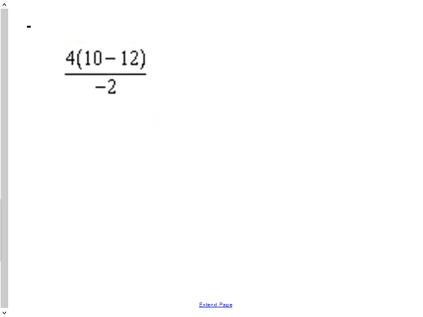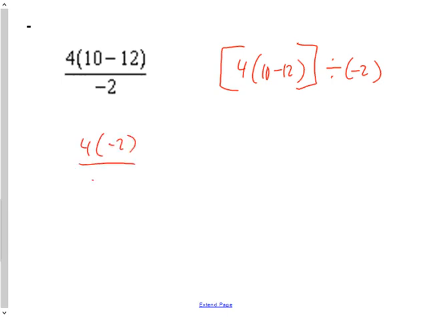Your next question. This says 4 multiplied by 10, take away 12. Do that first, and then divide that answer by negative 2. Another way I could have written this was this. 4 times 10, take away 12, in brackets, and then take that answer and divide it by negative 2. These two questions are the same. I like to do it the way I wrote it on the test, but the red question is the exact same thing. So I'm going to simplify the brackets first, and this is going to become 4 multiplied by, well, 10 take away 12 is negative 2, divided by negative 2.